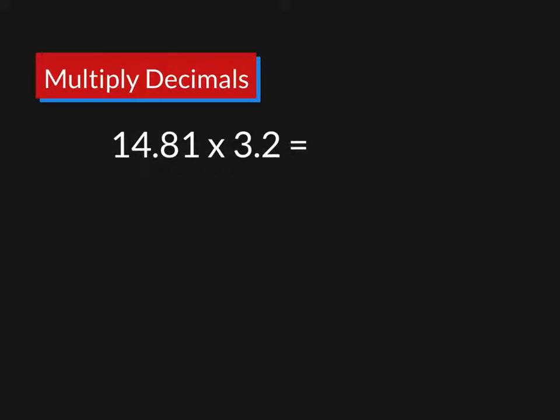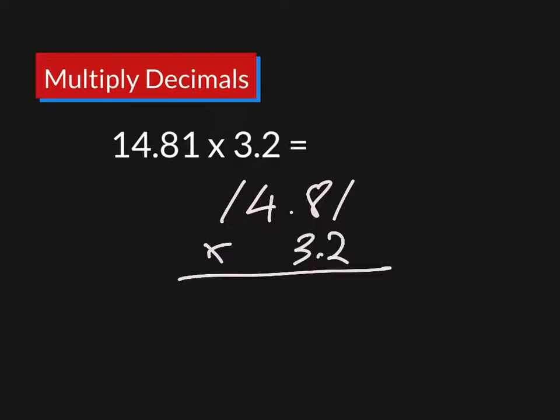So here's another example. We have 14 and 81 hundredths times 3 and 2 tenths. So I'm going to start by writing the numbers vertically. And again, I'm not going to worry about lining things up. Okay, and now I'm going to multiply just like I would with whole numbers.